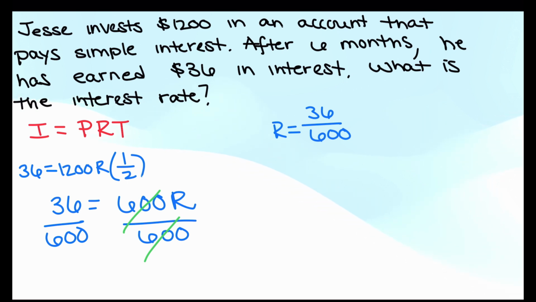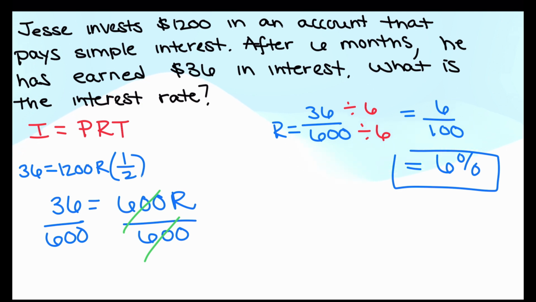So there are a couple ways we can actually finish this. This is going to be a percentage as a decimal. But I know that percentages are always over 100. So notice if you take this fraction 36 over 600 and you divide the top and bottom by 6, it simplifies down to 6 over 100. 6 over 100 is 6%. Right? Percentages are always over 100. So 6% is my interest rate.